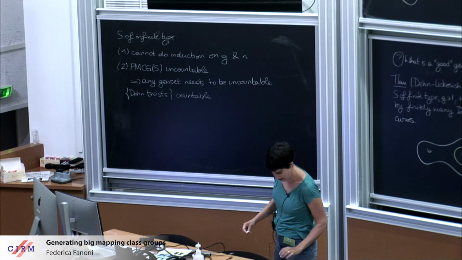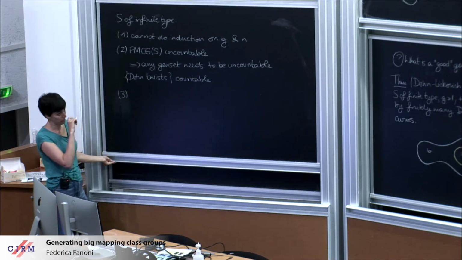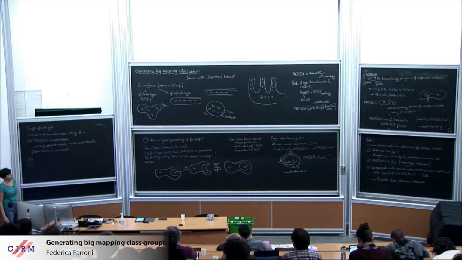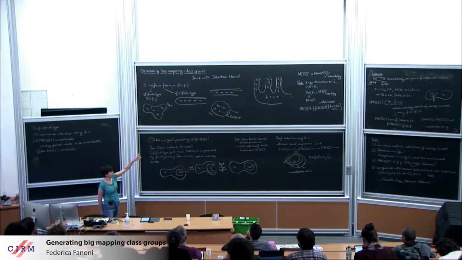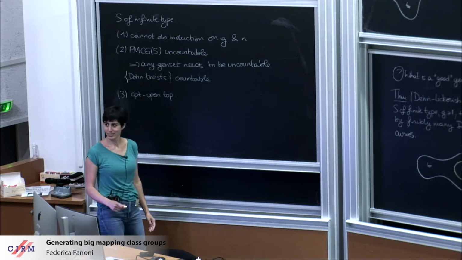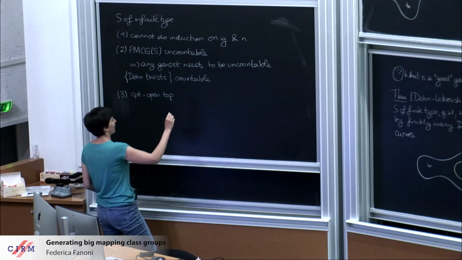Okay, and then something else. I have my group. This is a quotient of the group of orientation preserving homeomorphisms. One can put a topology on the set of homeomorphisms. This is what is called the compact open topology. And if you don't remember what that is, and you're like me, you need to check the definition every time, don't worry, I'm going to tell you how this actually works in a second.